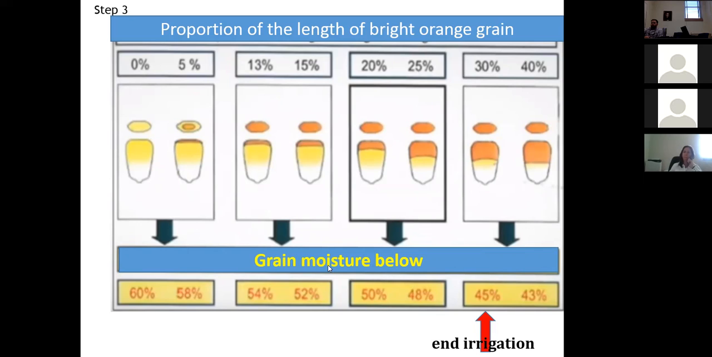For sandy soil, because sandy soil can hold a lot of water compared to clay soil, it will be between 50 and 60% when we stop the irrigation.